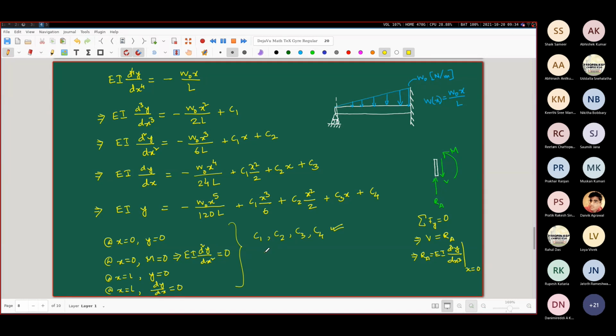So C1 will be something like W naught L by 10. Okay, so you will get the value of this RA in terms of the known things that are given to you as part of the question. So that's it. Earlier, someone had mentioned that the information regarding the RA is actually embedded within this C1, C2, C3, and C4. And as we have just seen, that is indeed correct. The RA is actually equal to that C1.